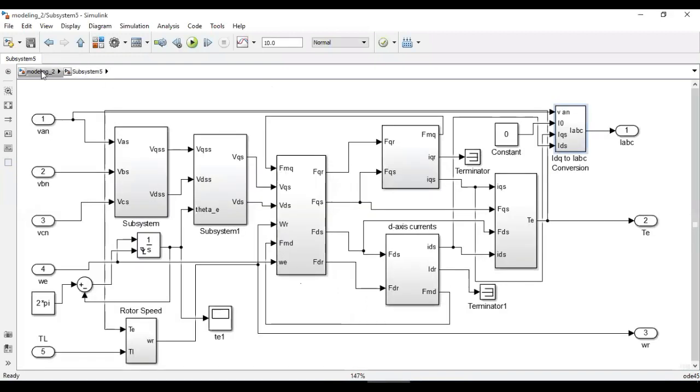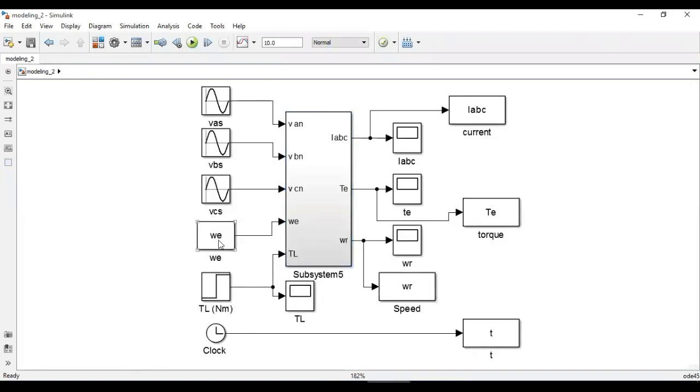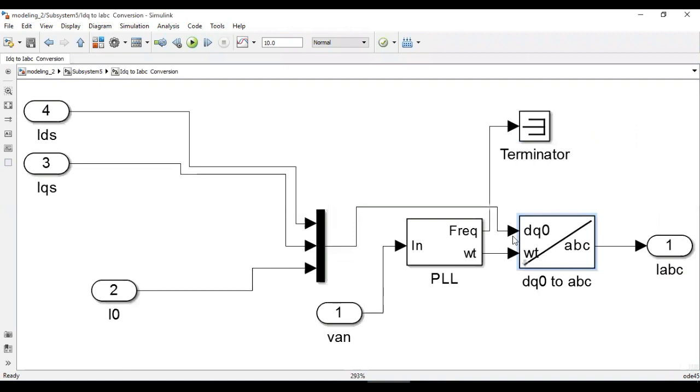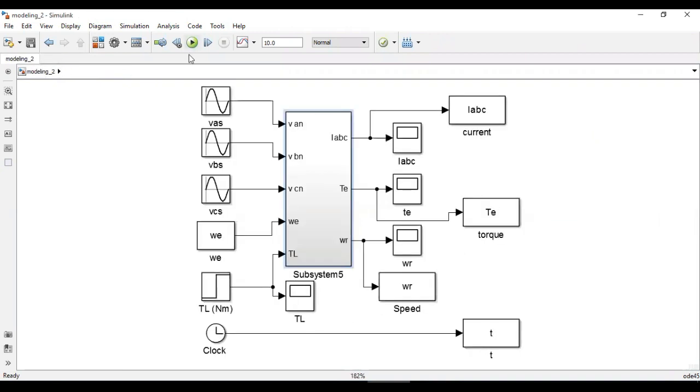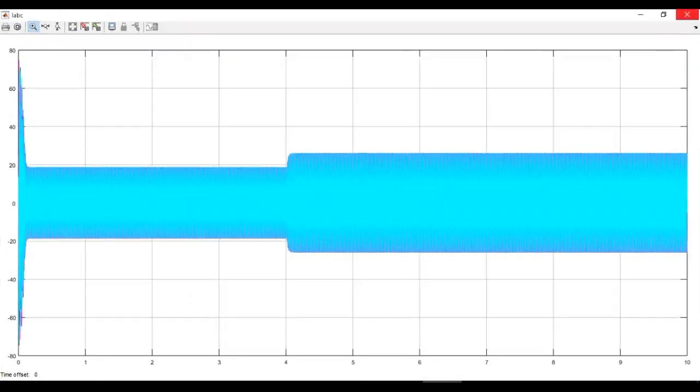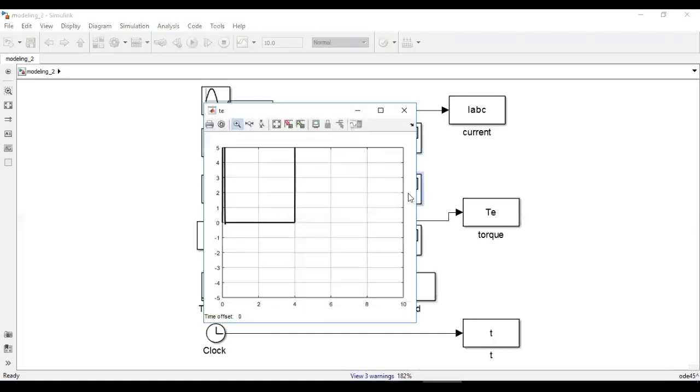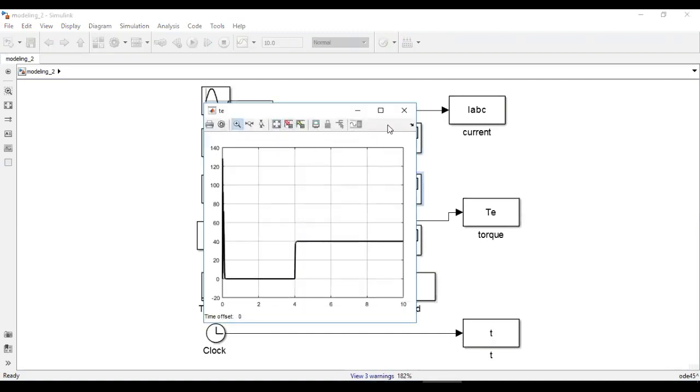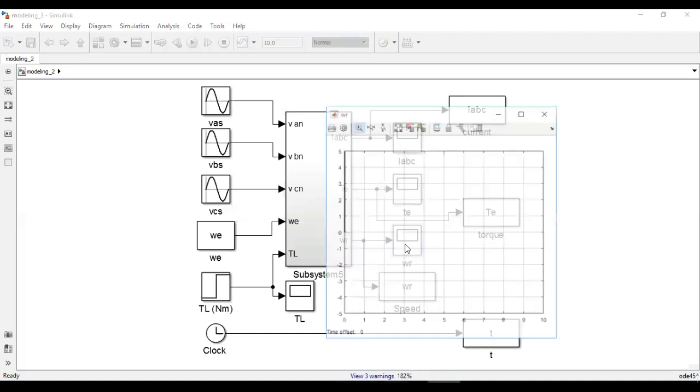Okay, so this model is also built using the rotating reference frame quantities, but in calculating the phase currents, I have used this PLL block from the Simulink library. So that simulation is also expected to generate the same results, which we can also double check by running this file. And this is our phase current. This is our electromagnetic torque. Okay, the same torque is achieved. This is the rotor mechanical speed.